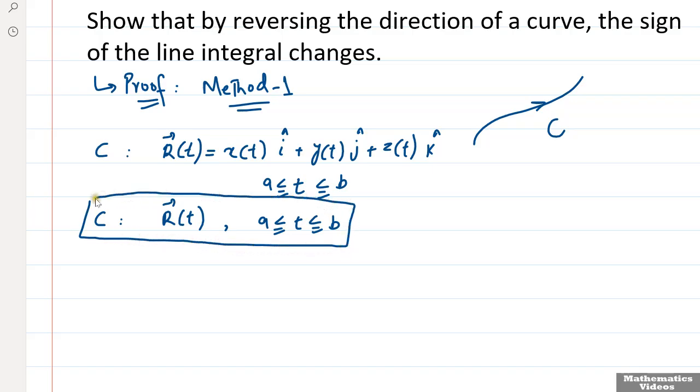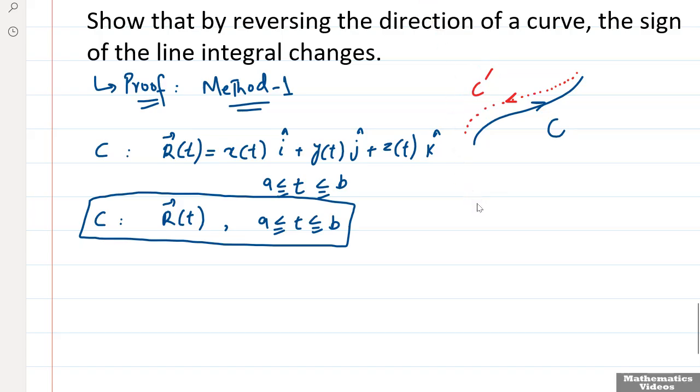Now we will reverse the direction. The new curve is exactly the curve C, but it is traced in the opposite sense. So this is the new curve traced in the opposite direction. Let me call it the curve C prime. Now the question is how to get the parametric representation of the curve C prime.